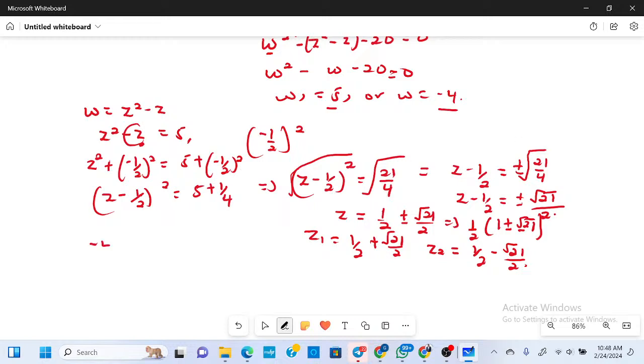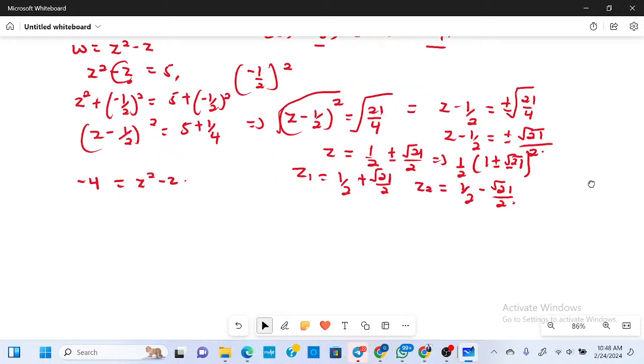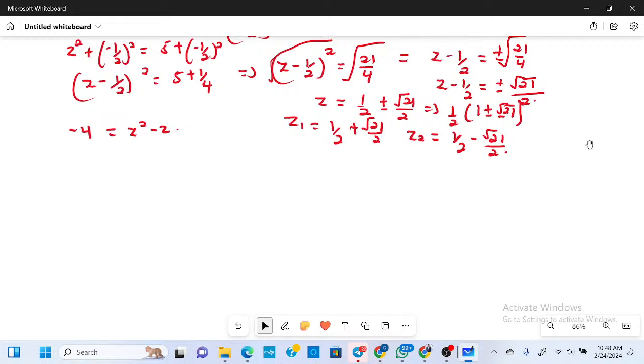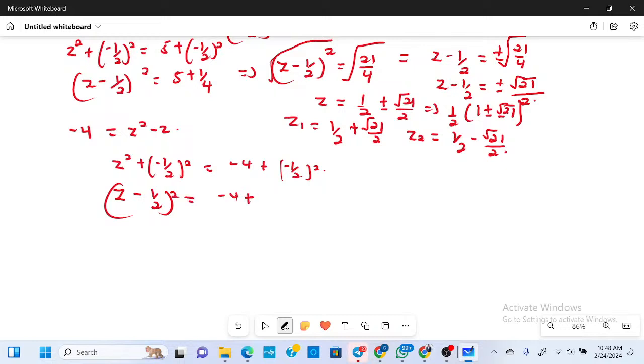So we have negative 4 will be equal to z squared minus z. So let's solve that separately once again using completion of squares. So here too, I know the coefficient of my b is negative 1. I'll have z squared plus negative 1 out of 2 all squared is equal to negative 4 plus negative 1 out of 2 all squared. So this is just like what we did. All squared is equal to negative 4 plus negative half all squared is 1 out of 4.